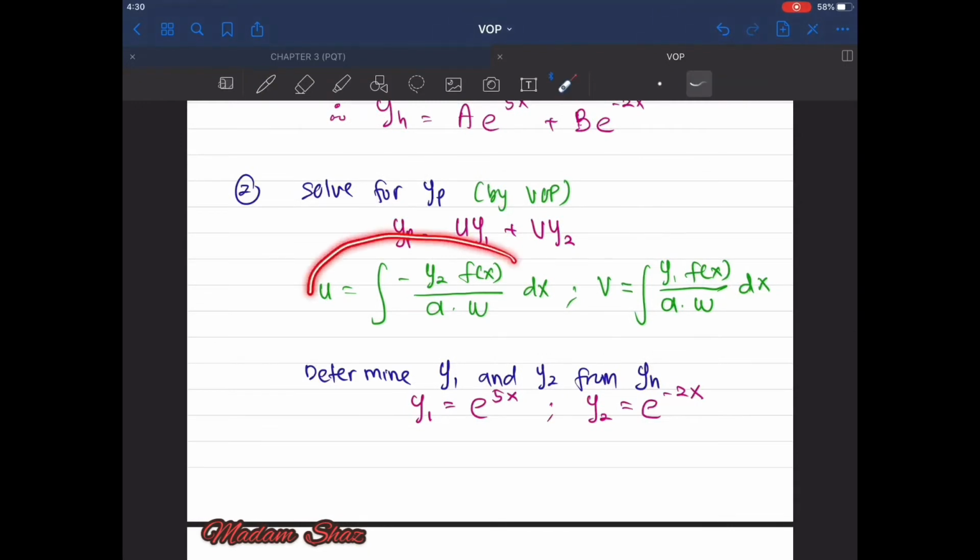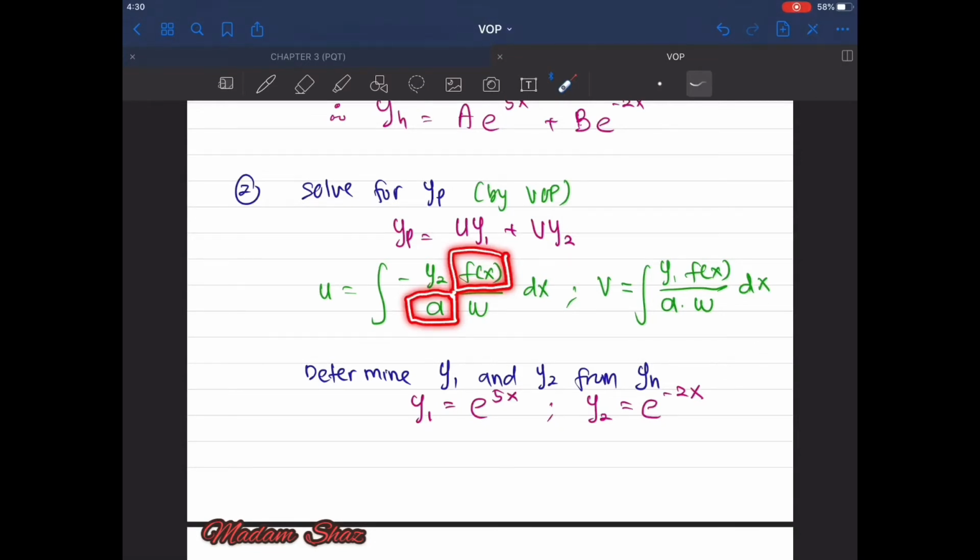Okay, in order to calculate u and v, you have here y2, you have fx, you have a, and you have w. There are 4 things in order to calculate the u. So we already know the value for y2 and the value for w. Now you have to declare what fx and a are. So how to get the a and fx?